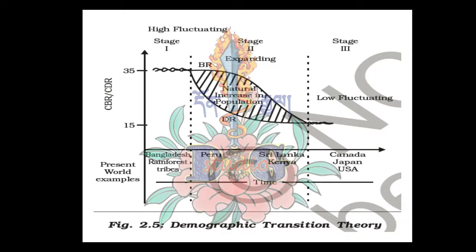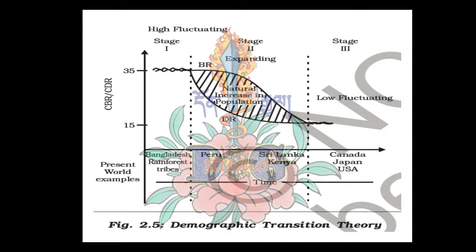Next, if we move to the second stage, here the birth rate remains high, but the death rate declines with time, which results in a higher rate of population growth. So this second stage is also called the youthful demographic stage. Countries presently experiencing birth rate remaining high and death rate declining include Peru, Sri Lanka, and India.